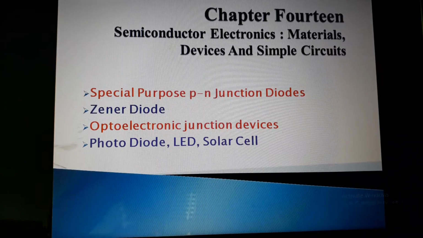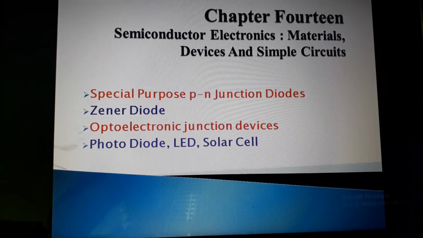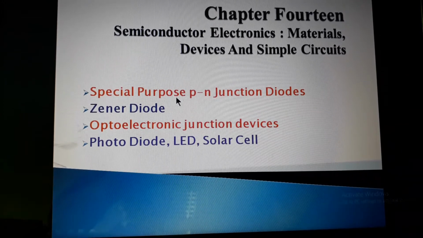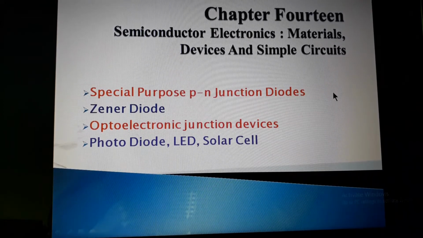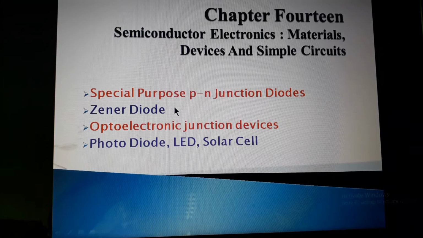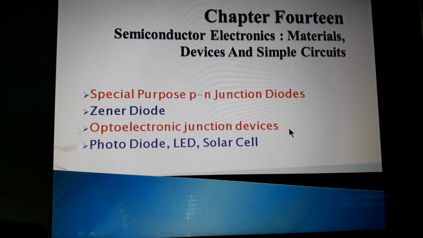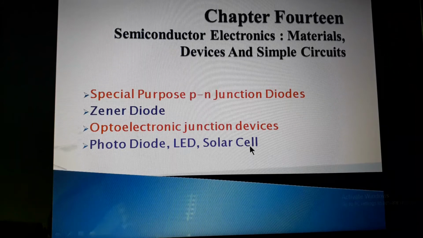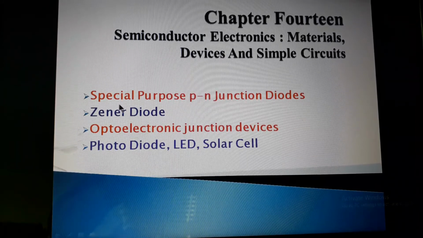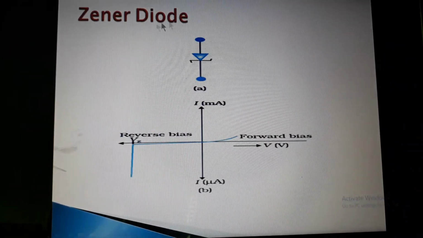Hello students, today I will explain special purpose PN junction diodes. In that one I will explain the Zener diode. Then, after that, optoelectronic junction devices, in which I will explain the photodiode, LED and solar cell. So first of all, just see the Zener diode.